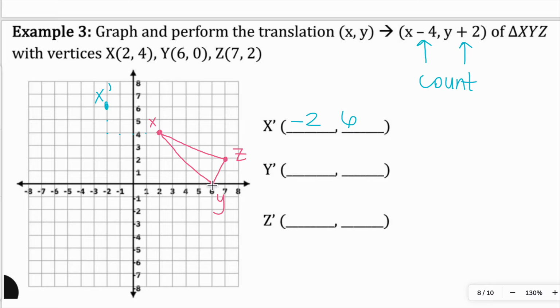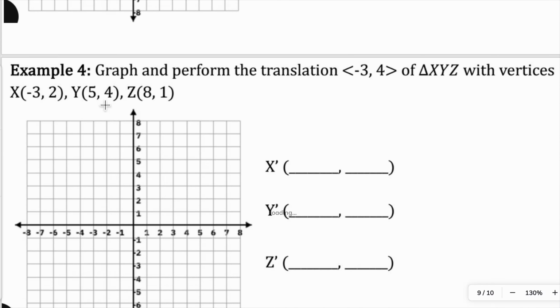Letter Y, left 4, 1, 2, 3, 4, up 1, 2. So Y prime is going to end up here at (2, 2). And then Z prime, left 4, 1, 2, 3, 4, up 1, 2. So this one's kind of overlapped just a little bit from the previous one. Z is at (3, 4), and then I would just connect those points. Notice it's the same triangle, it's just slid over to the left and up.